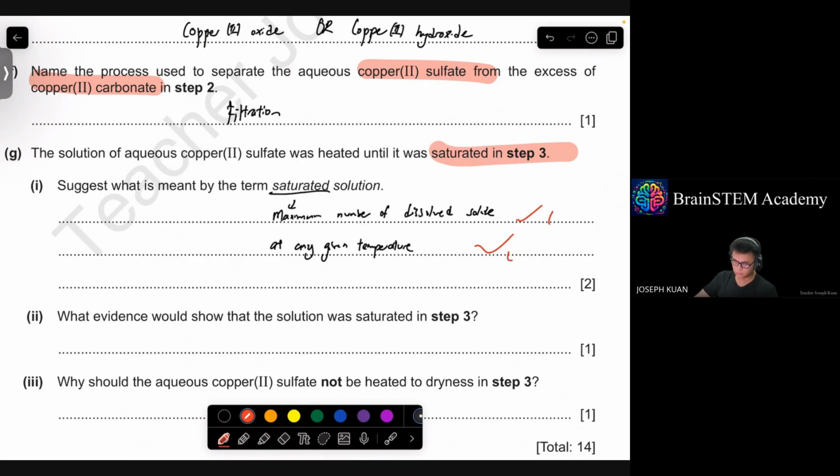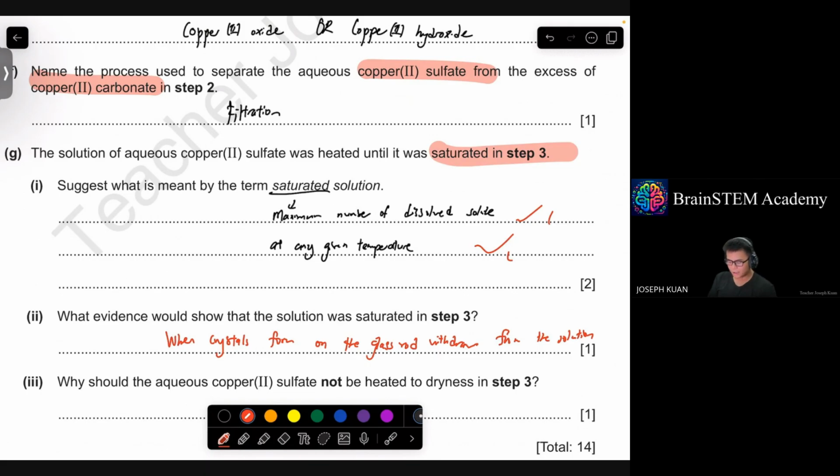All right, moving on to 2. What evidence would show that the solution was saturated in step 3? Essentially, you just use a glass rod and stir it around and see if you see any solids deposit on the glass rod. So you can just see when crystals form on the glass rod withdrawn from the solution.